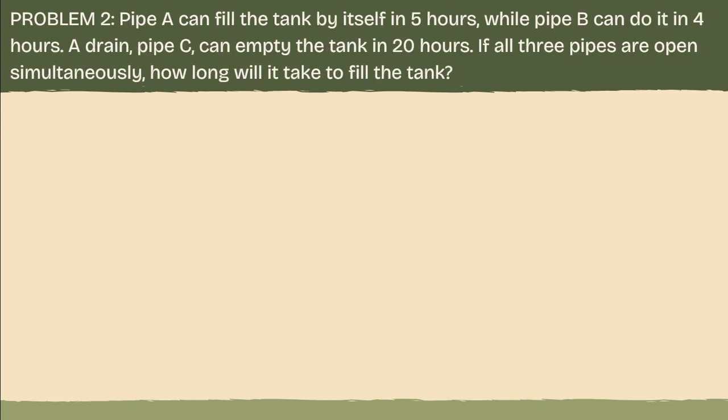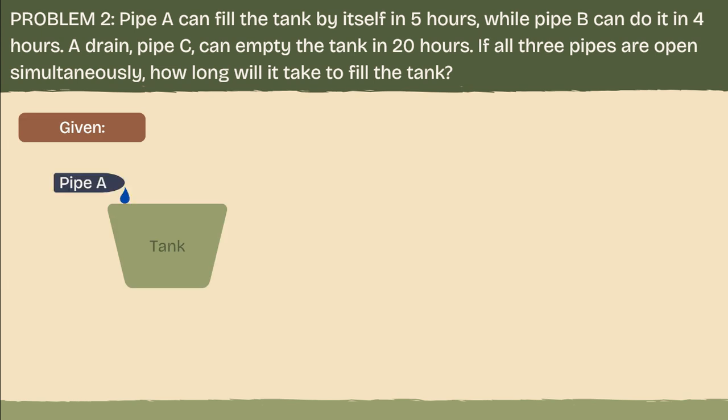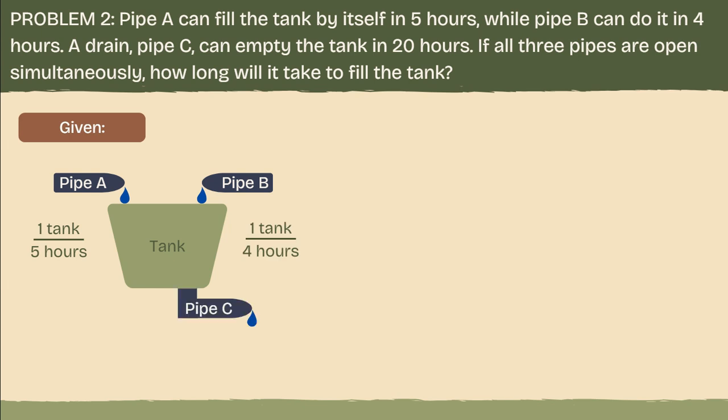Problem 2. Pipe A can fill the tank by itself in 5 hours, while Pipe B can do it in 4 hours. A drain, Pipe C, can empty the tank in 20 hours. If all three pipes are opened simultaneously, how long will it take to fill the tank? Let us first write the rates. Pipe A fills 1 tank per 5 hours, and Pipe B fills 1 tank per 4 hours. Pipe C is a drain, so its rate is negative. It empties 1 tank in 20 hours.